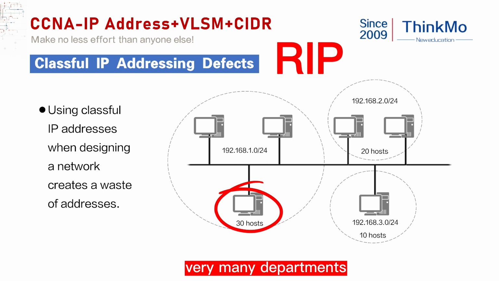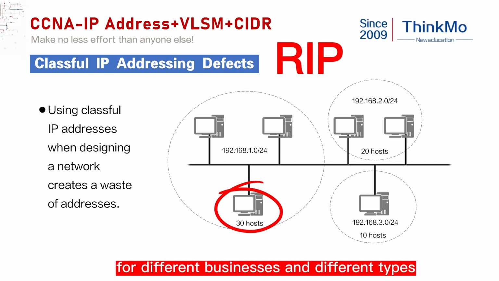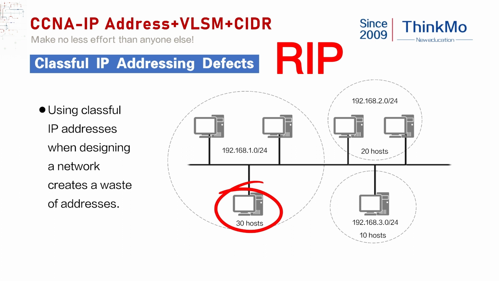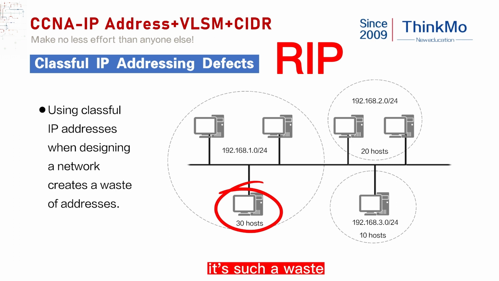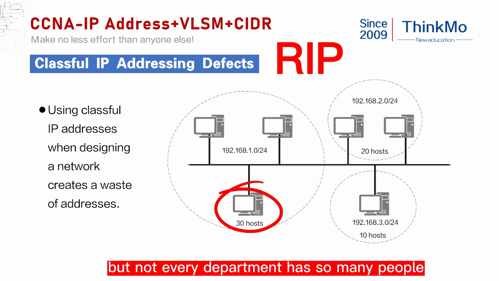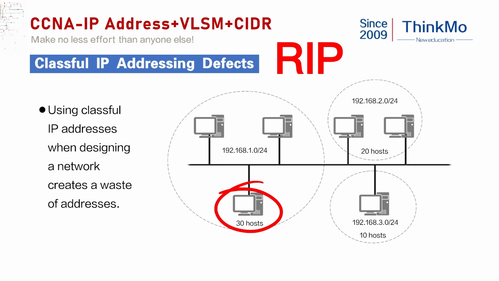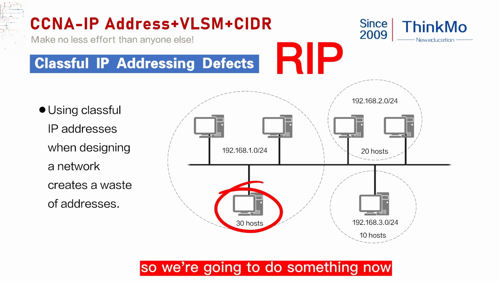For a large enterprise with very many departments, there are many network segments that need to be divided, for different businesses and different types. The address segments are not enough. It's such a waste. Each address segment, even the smallest, is more than 200. But not every department has so many people. So there is no need. So we're going to do something now.